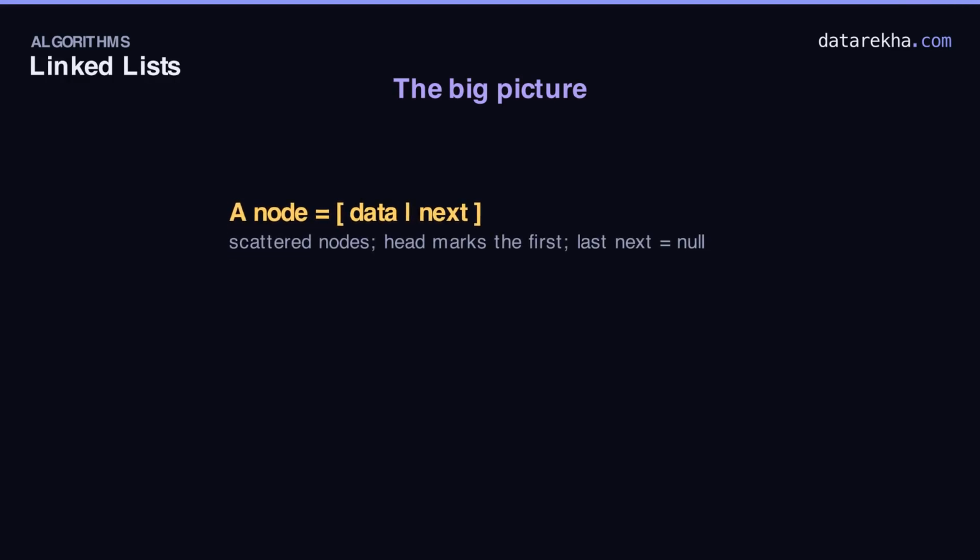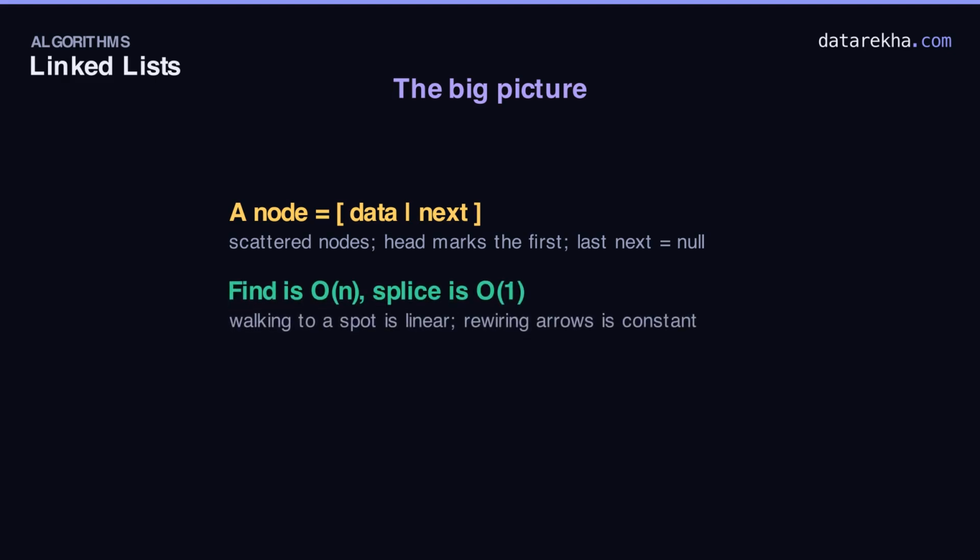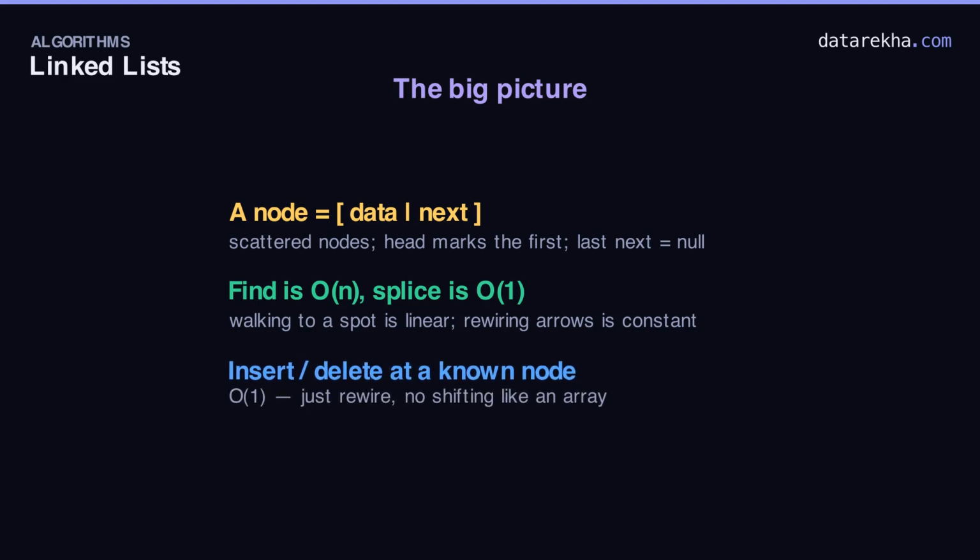A node is data plus a next pointer. Nodes scatter through memory, head marks the first, and the last node's next is null. The one habit that makes linked lists predictable: separate find from splice. Walking to a position or a value is order n. Rewiring the arrows, once you're there, is order 1. So insert or delete at a node you already hold with its prev in a singly list is constant time. Just bend a couple of arrows.